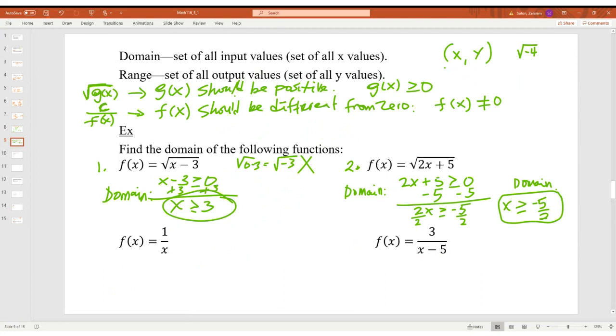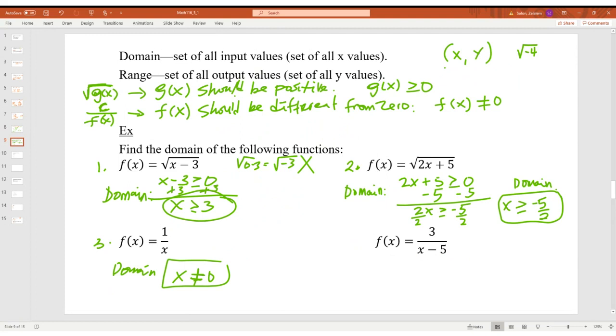Okay, the next two questions are called rational functions. So we have a denominator. Anything that makes the denominator 0 is not allowed. So in this case, in the first one, x should be different from 0. Different means not equal to. So all real numbers except 0 are acceptable, but 0 is not acceptable. If you input 0, you'll have 1 over 0, which is undefined.